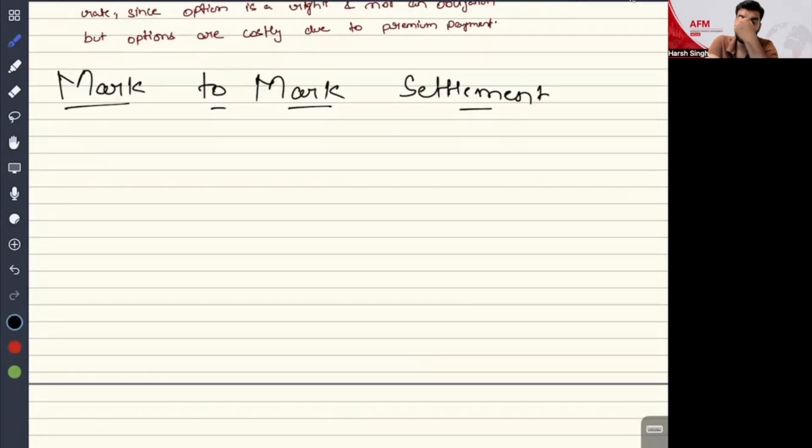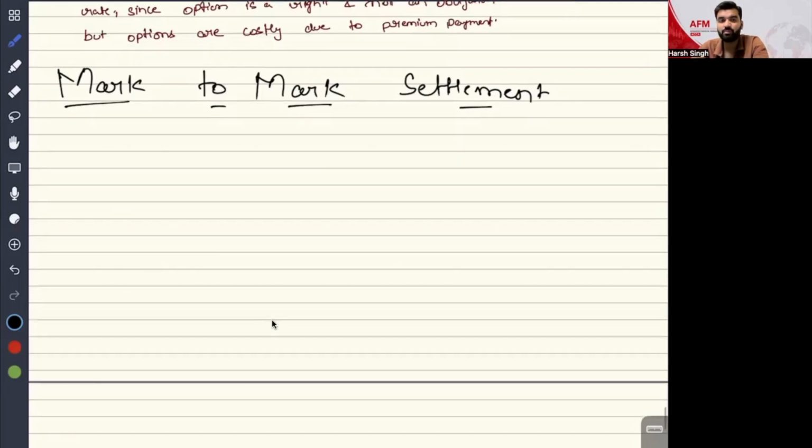Now, when I talk about mark to market settlement, it actually applies to futures contracts. Whenever there is a difference in the contract, we have to settle the amount on that day. If you take a look at a question, that will give you more idea on what it means.